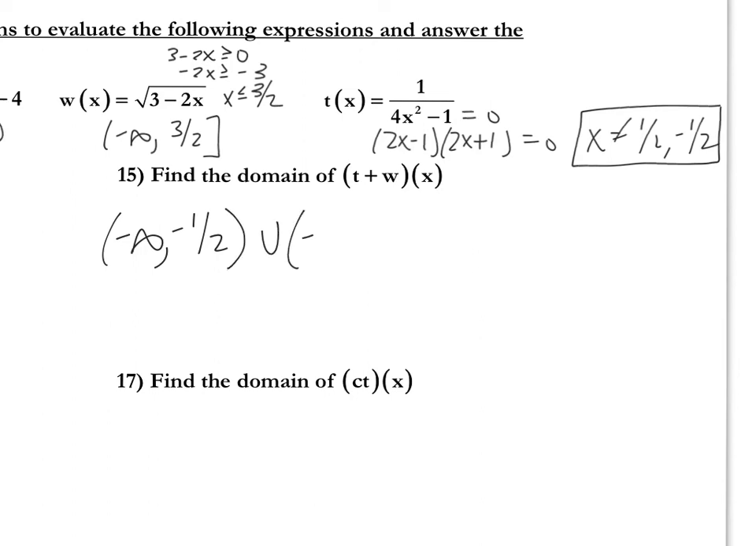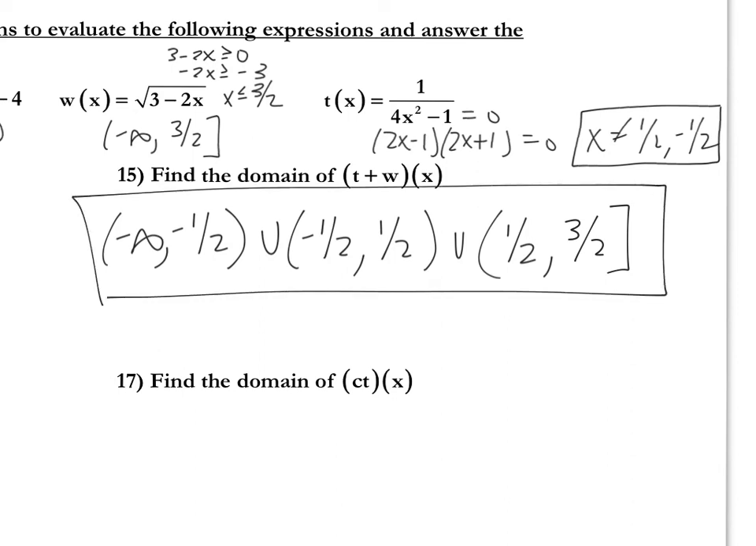Then I go from negative 1/2 until, what's the next number that I'm going to hit? Positive 1/2. I also can't use that one. It's a parenthesis, so I can't use it. And then I'm also going to go from 1/2 up until my stopping point for this equation says stop at 3 over 2. So stopping there, that one is a bracket. You're allowed to use 3 over 2, but you can't use anything past it. This is the domain of t plus w.